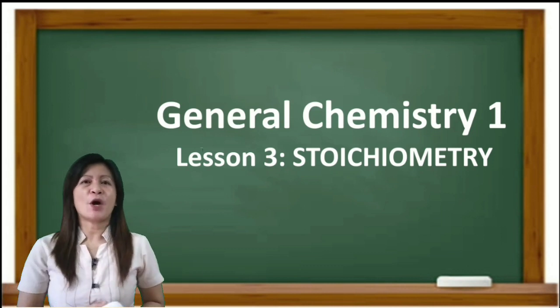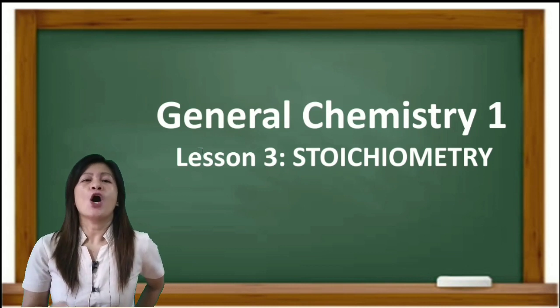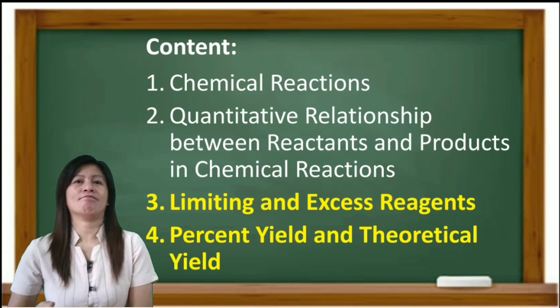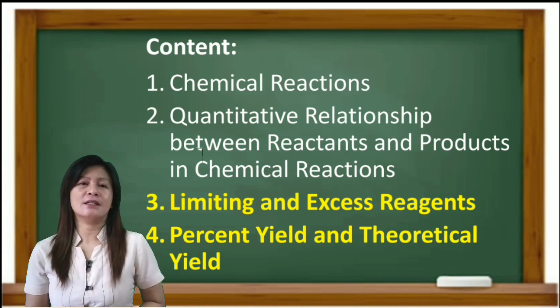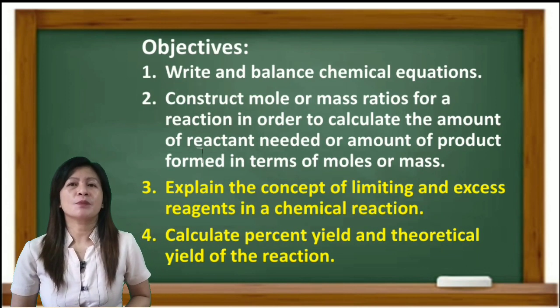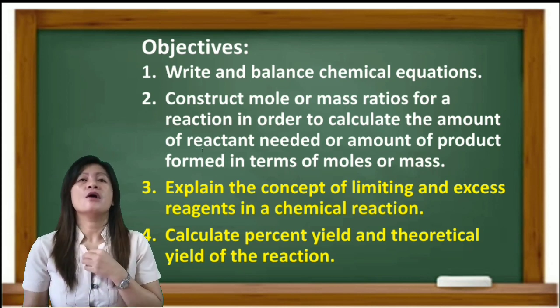We will now have the last part of your Lesson 3, Stoichiometry in General Chemistry 1. For this video, we will have two contents: limiting and excess reagents, and percent yield and theoretical yield. For the objectives, we will explain the concept of limiting and excess reagents in a chemical reaction and calculate percent yield and theoretical yield of a reaction.